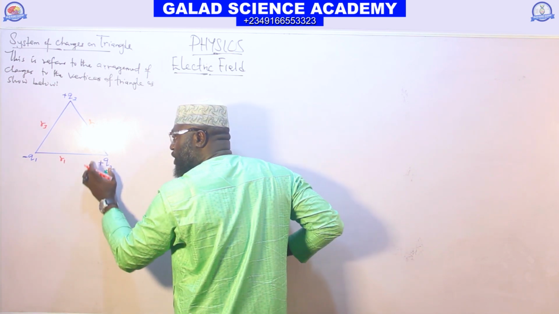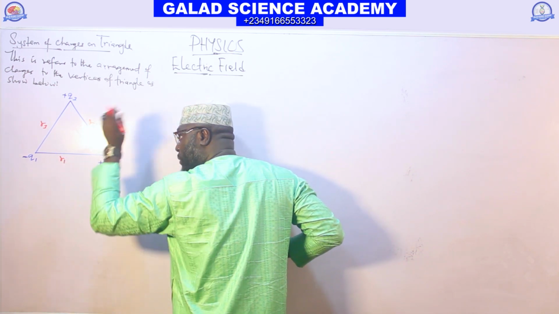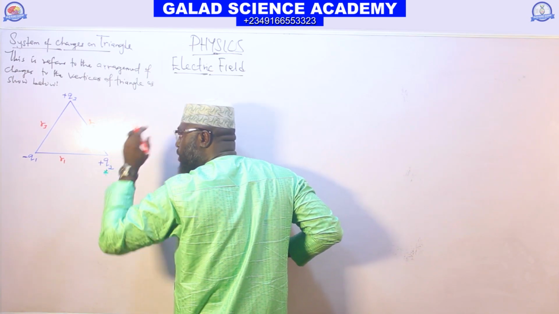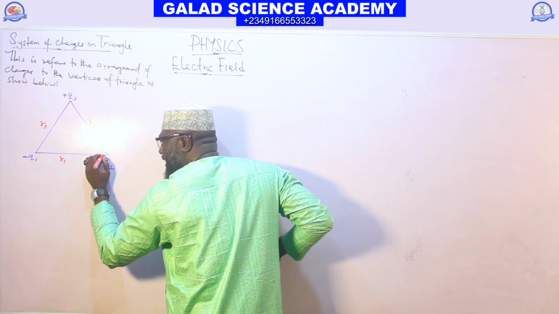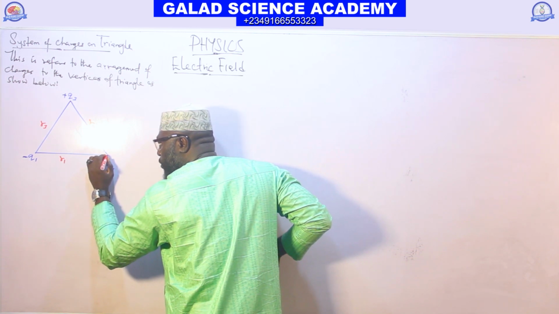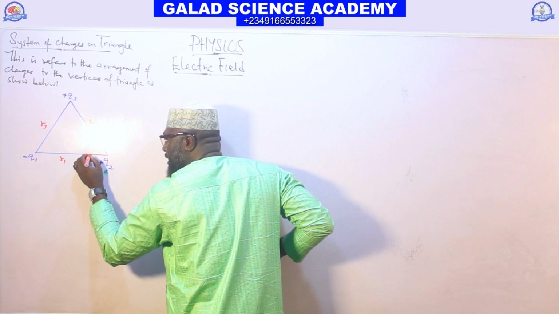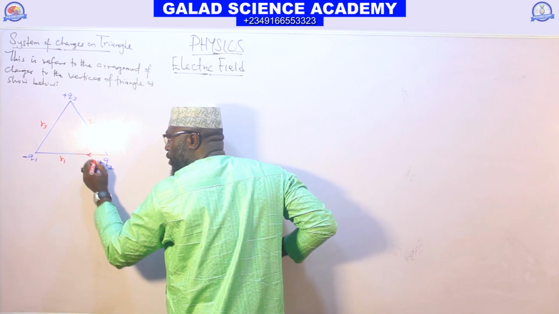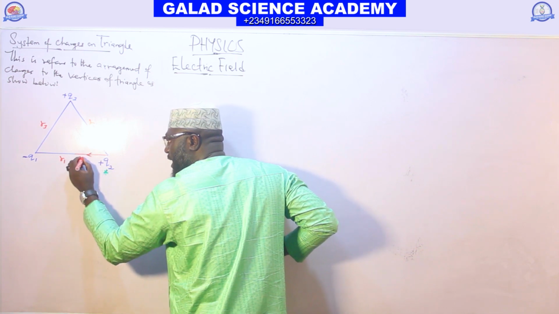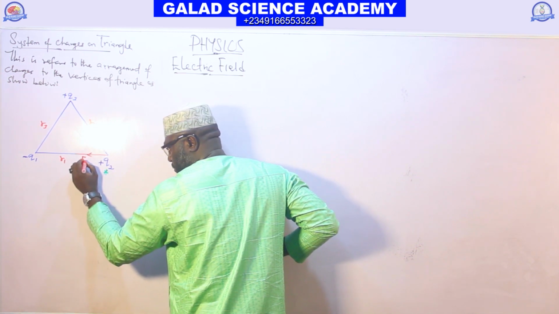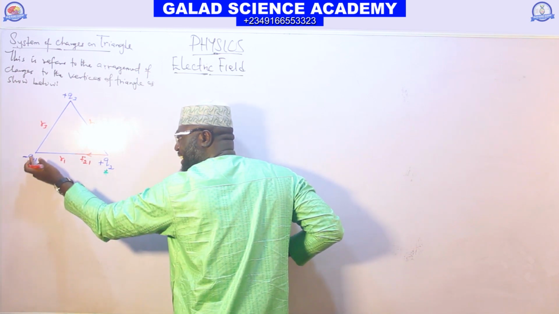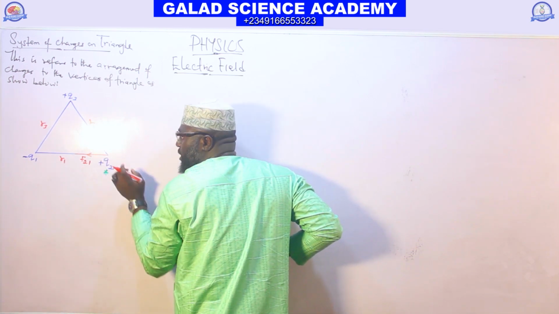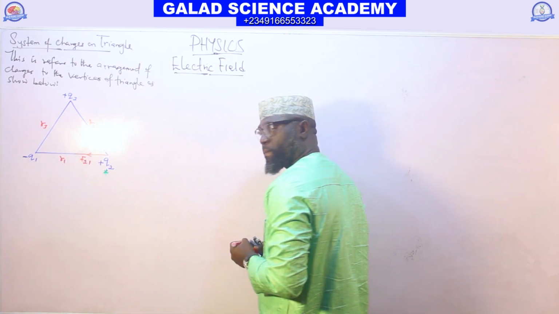This Q2 will move towards it, like the one we did in a linear system. So this Q2 will move to this side. The force here will move like this to this side. This is the force. What is the force we have here? It is force 21, the force that this charge Q1 exerted on this. It will go like this.